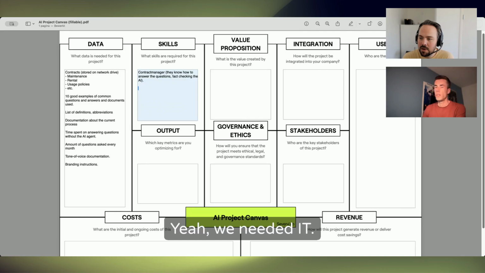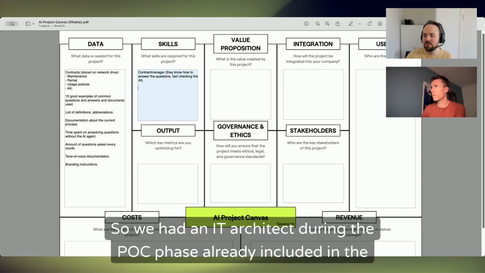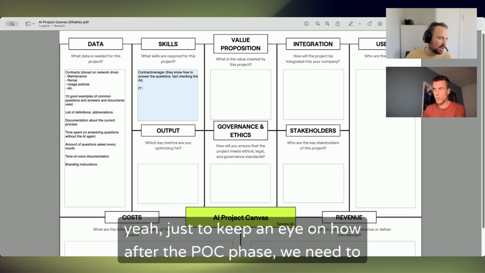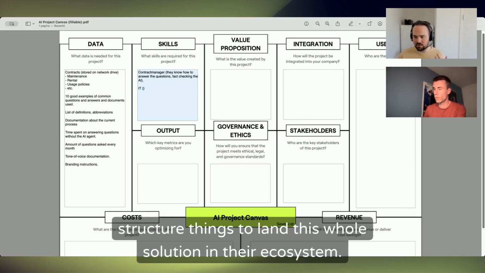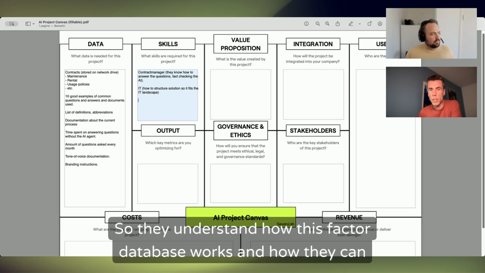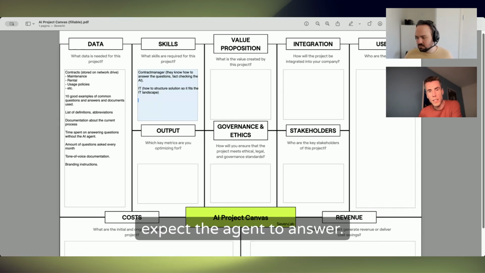Yeah, we needed IT. So we had an IT architect during the POC phase already, included in the project. Just to keep an eye on how after the POC phase we need to structure things to land this whole solution in their ecosystem. Okay. So do we need to educate the project team on how this solution works so they understand how this vector database works and how they can expect the agent to answer.